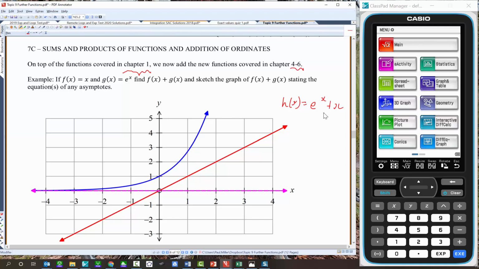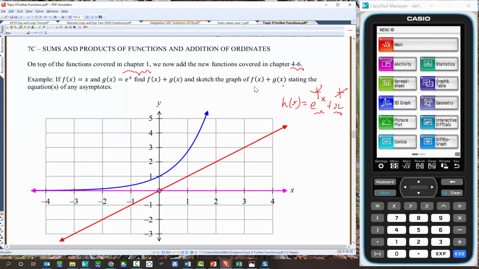So what you've got to actually identify is this h of x function is assembled by using 2 functions that we actually know. So I know the graph of e to the x, that's just the standard exponential function, and this one here is just the standard linear function, okay? So I wonder what they would look like put together. So the best way to do it is actually to use the addition of ordinates process.